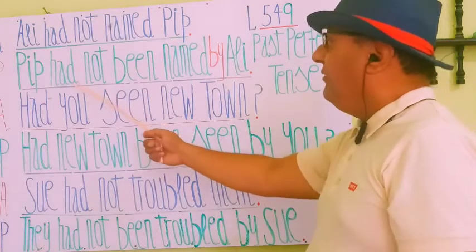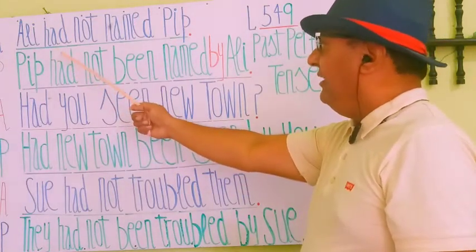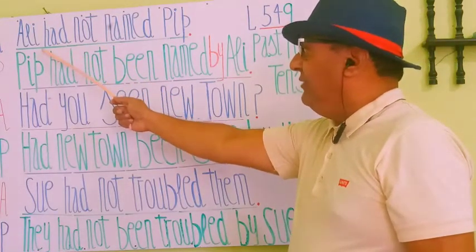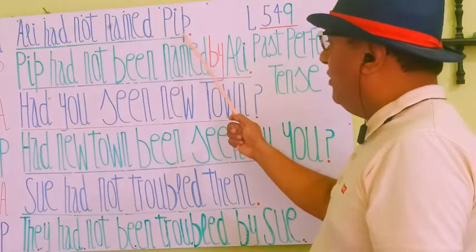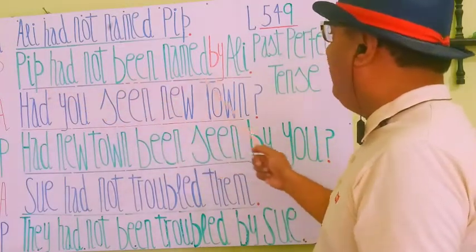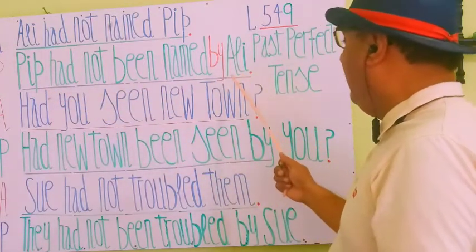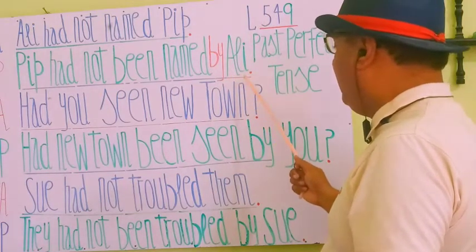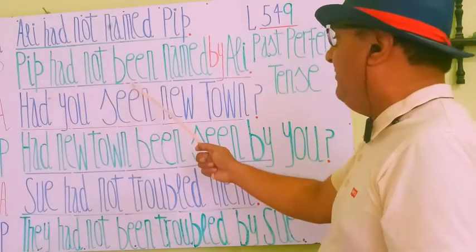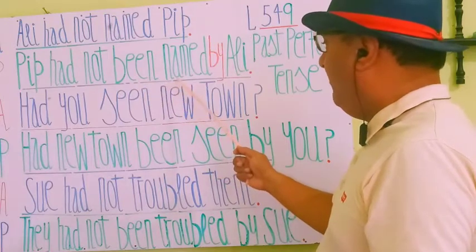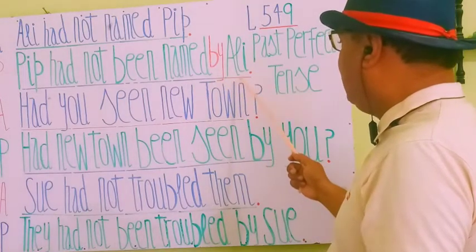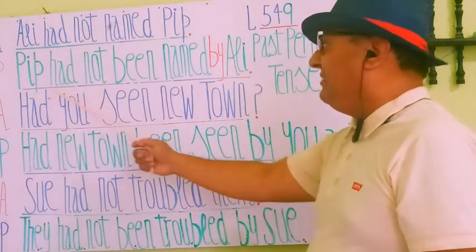Let's see it change in passive. When we change from active to passive, we replace subject and object with each other. So Pip will stand as a subject in the passive statement. Pip had not been named by Ali, and Ali will stand here as an object. And we have other changes. Pip had not been. Been is added for passive voice, and the third form of the verb, named, is used. By is a connecting word, and Ali stands here as an object. So this is a passive statement.